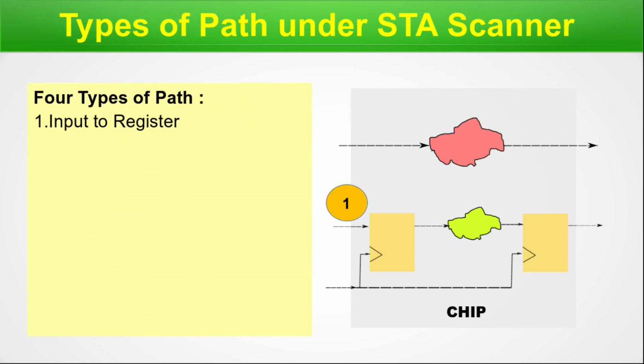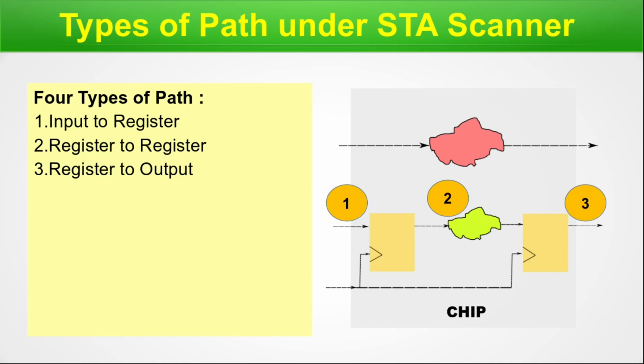First, input to register. You can see the label on the right hand side graphics of the chip. Next is register to register path. Also the label comes up on the right hand side. Next comes the register to output path. The label is also shown there. And the fourth one is input to output. These are the 4 types of paths.